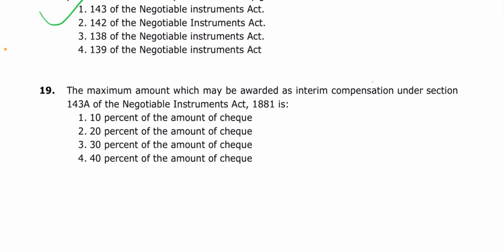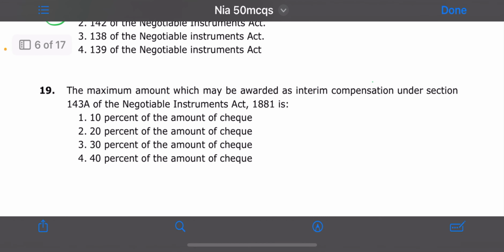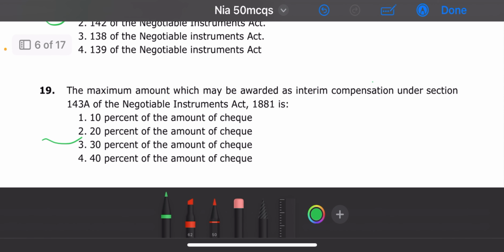Next question, the maximum amount which may be awarded as interim compensation under section 143A of the Negotiable Instruments Act 1881 is, the options are first 10% of the amount of check, second 20% of the amount of check, third 30% of the amount of check, or fourth 40% of the amount of check. The correct answer is second one, 20% of the amount of check.